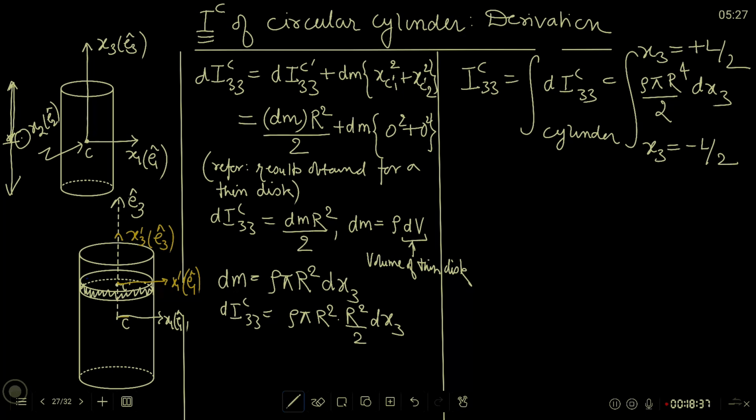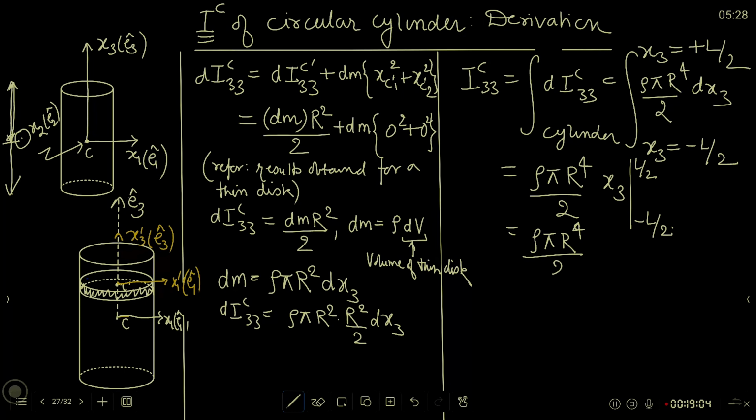Okay, rho pi R^4 by 2 dx3. So this is going to be equal to rho pi R^4 by 2 times x3 going from minus L by 2 to L by 2, which is rho pi R^4 by 2 times L. Rho pi R^4 L by 2.